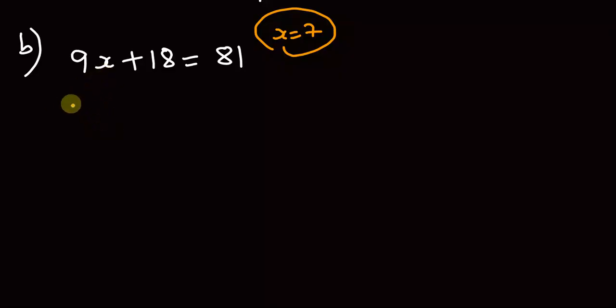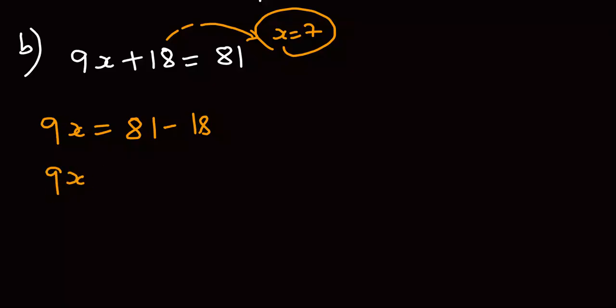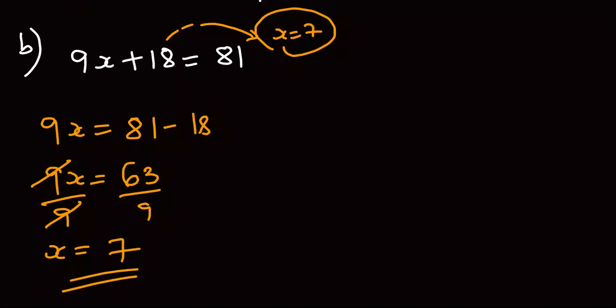Let's solve it now. The same process. 9x is equal to 81. When you take 18 to the other side, it will be minus 18. The sign changes. So, 9x is equal to 81 minus 18, which is 63. To get x, we divide both sides by 9. After simplifying, the value of x is 7. That's where we got our 7 from.